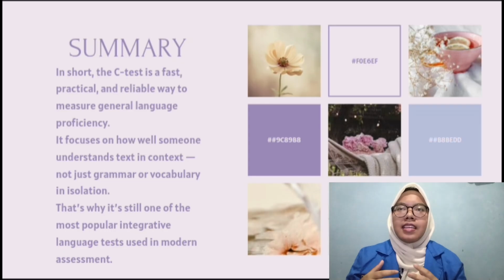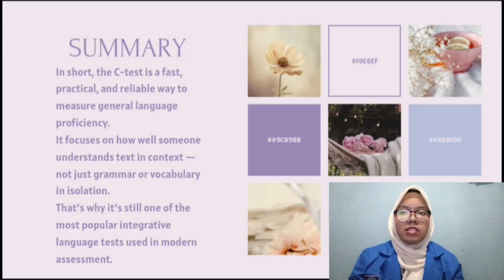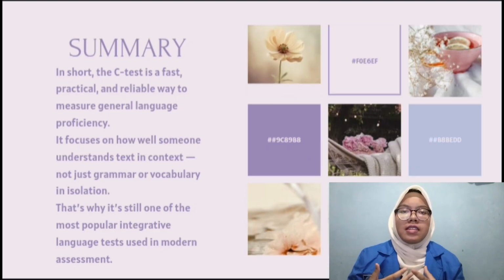Summary. In short, the C-test is a fast, practical, and reliable way to measure general language proficiency. It focuses on how well someone understands text in context, not just grammar or vocabulary in isolation. That's why it's still one of the most popular integrative language tests used in modern assessment.